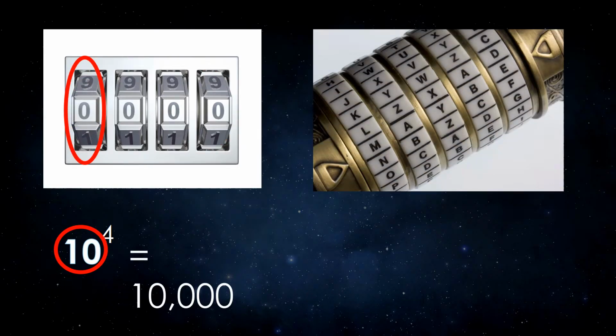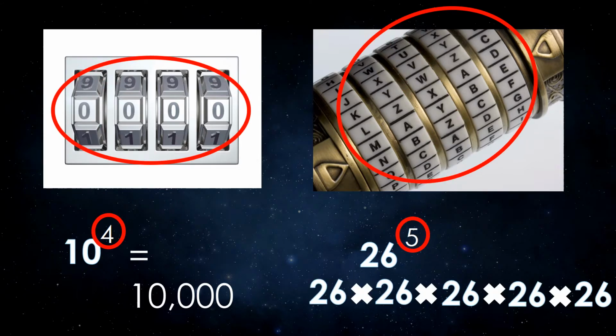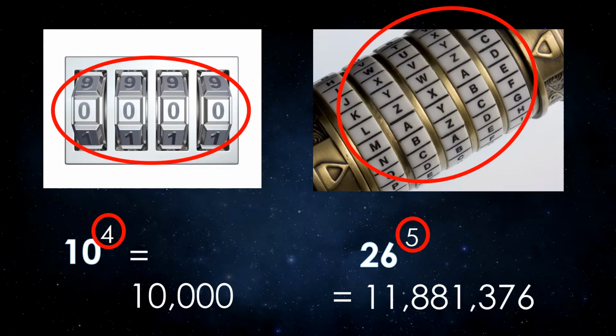Let's do the same thing with a different kind of combination lock. Instead of 10 digits from 0 to 9 on each dial, this lock has the letters of the alphabet on each dial. Since there are 26 letters in the alphabet, there are 26 possibilities for each dial. Then, since there are 5 dials, we would use 5 as the exponent. 26 to the 5th power means we multiply 26 by itself 5 times, which means there are nearly 12 million possible combinations on this lock.